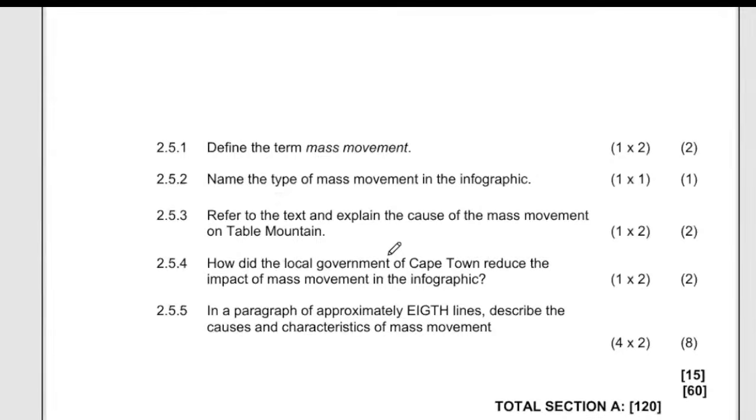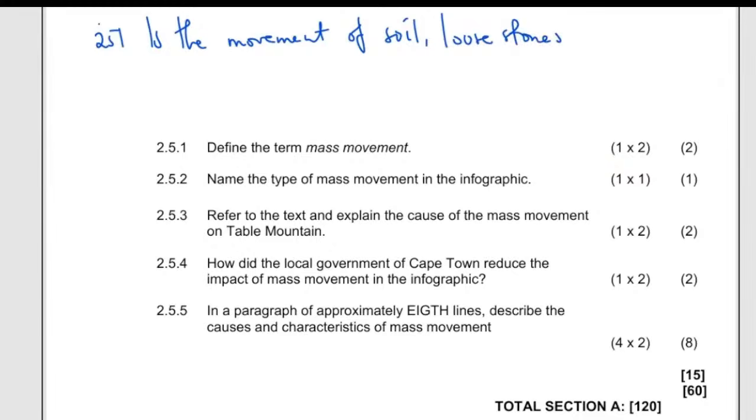define the term mass movement, and we define this geographically as: mass movement is the movement of soil, loose material or loose stones, and rocks down a slope.